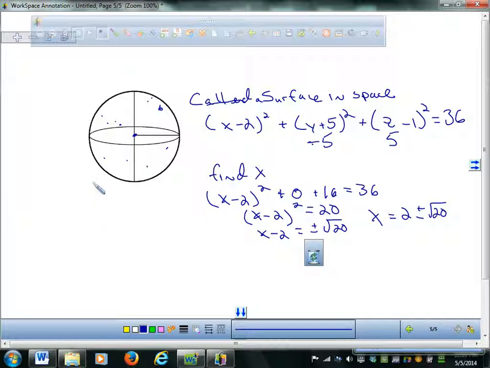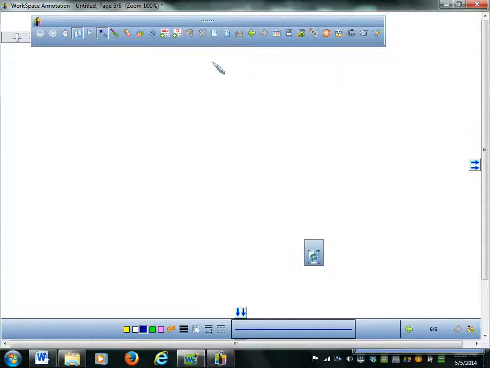Okay? Next thing you're going to see. Did you always get 2 answers because it's a sphere? Yeah, unless it's right on one of the axes. Then you'd have a top one and a bottom. Yeah, I think so. Yeah, you would because you're taking the square root. Yep.